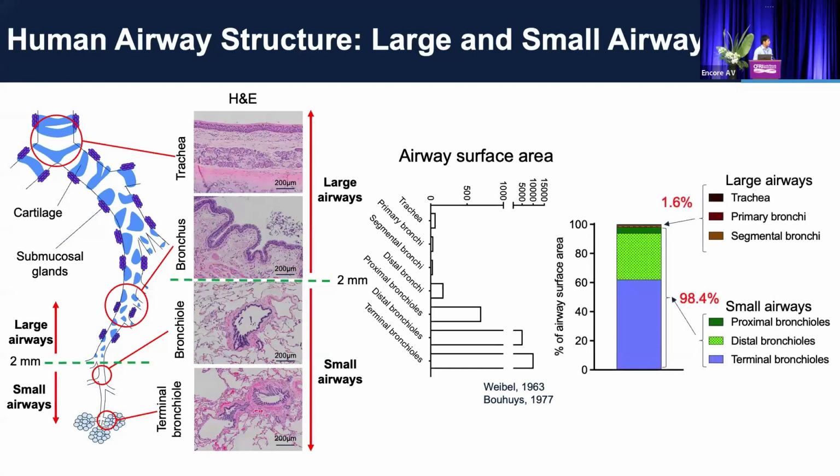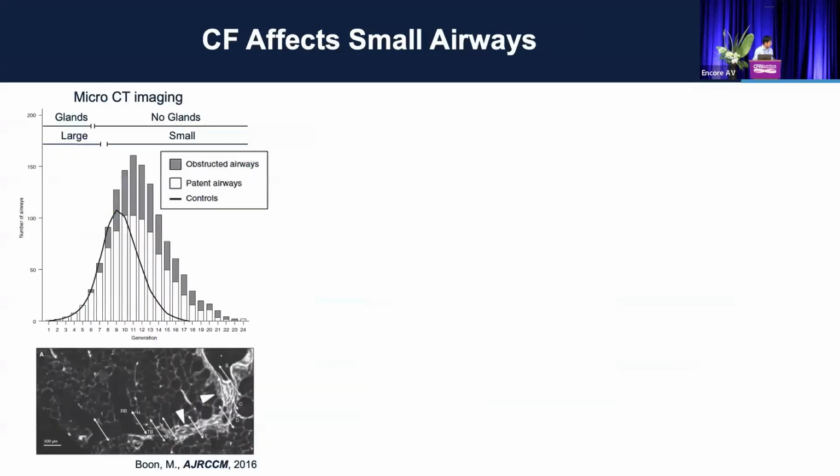This is interesting because if something bad happens in the large airways, which consist of only 1.6%, unless you are choked, usually it's fine, like an upper respiratory virus infection. But if you have something really bad in the small airways, most of your airway surface area is affected. That makes the lung function severely damaged.